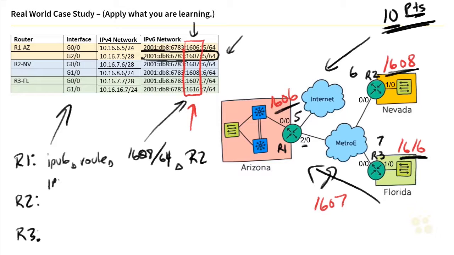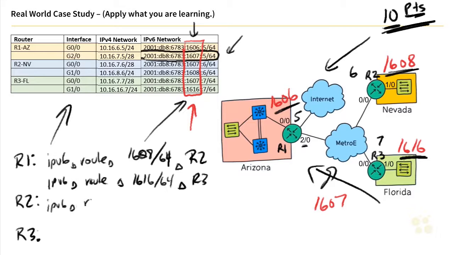So that would be IPv6 space, route, space, and then we put in that network that we're trying to reach, this 1616. Of course, in the interface, we'll put in the whole thing, /64, and the next hop, we're going to put the IP address of R3's 00 interface, which is right here in the table. So R3's 00 interface would be this long one right here, 1607::7. And boom, we're done.